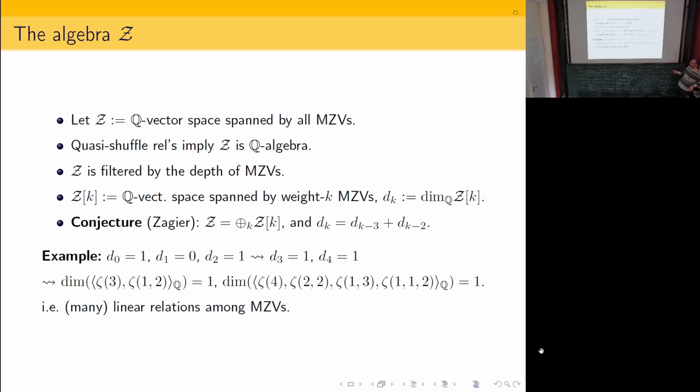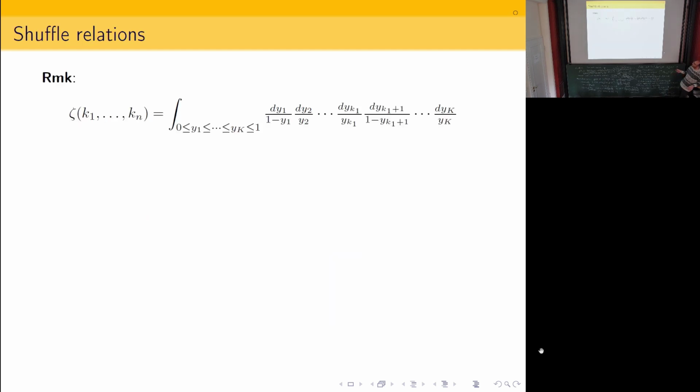So there are many relations among multiple zeta values, because the space of all multiple zeta values of weight k goes like 2 to the k minus 2, something like that. Good. So Stuffle relations, quasi-shuffle relations don't suffice to describe all the relations, so there are also shuffle relations. I'm going to be very fast on this slide because you probably all know shuffle relations, but also if you don't know them, this is not really the approach I want to look at today.